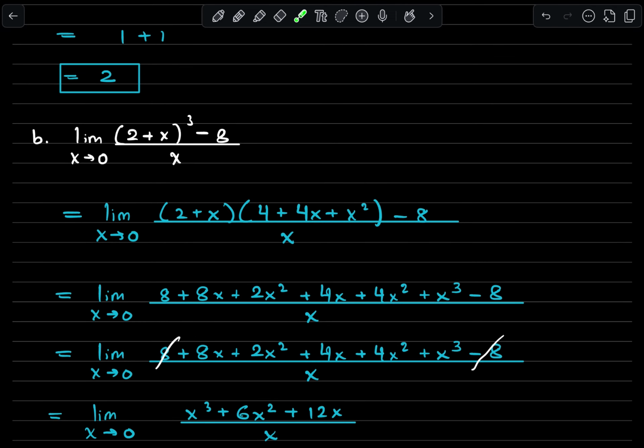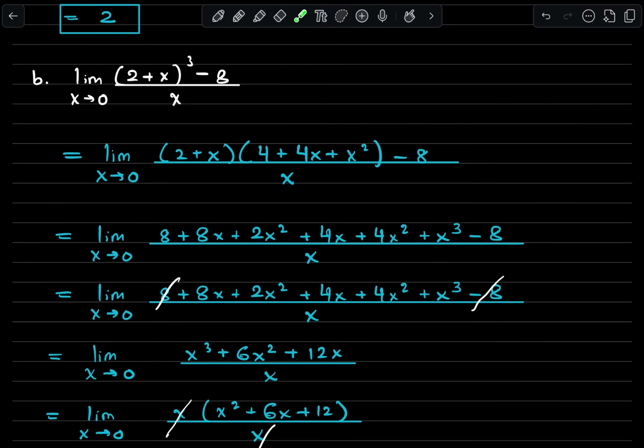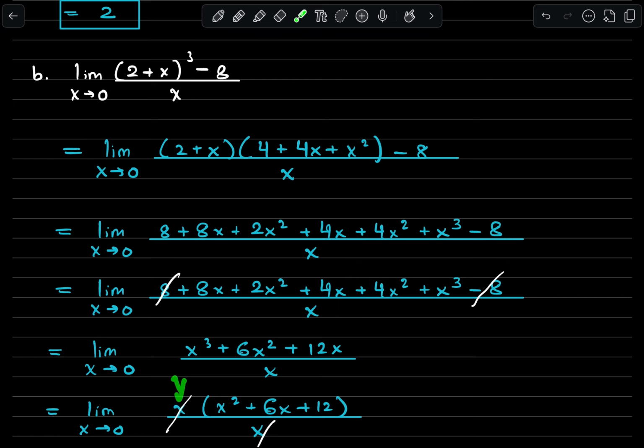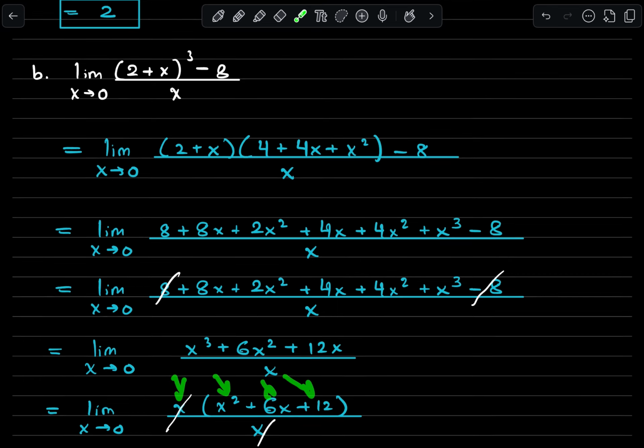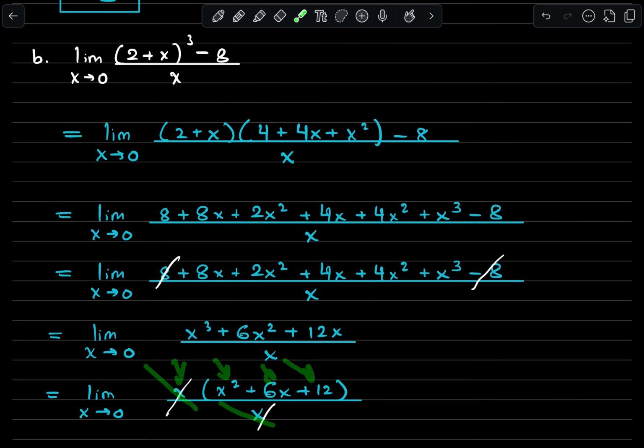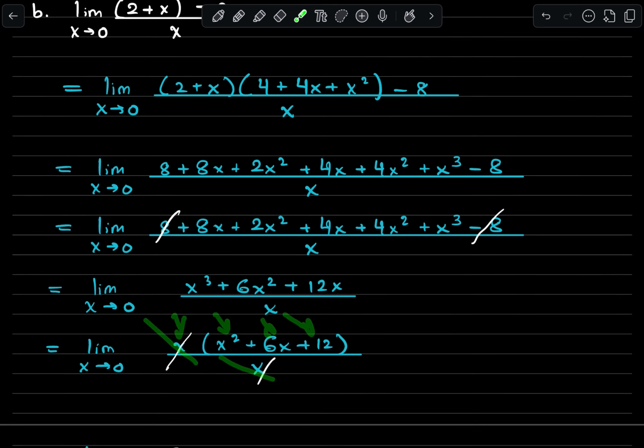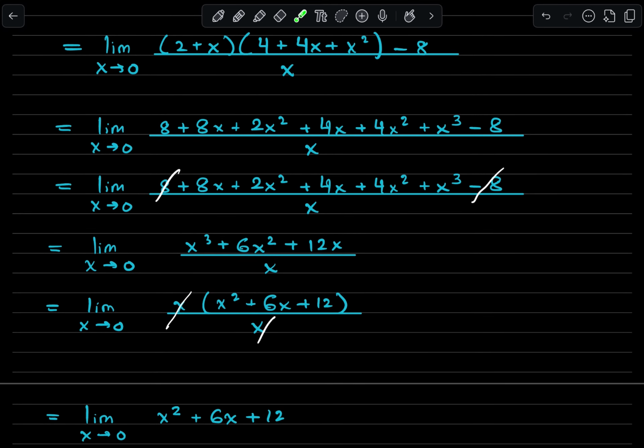So right here, all I'm doing is combining like terms where I can. So I'm left with x cubed plus 6x squared plus 12x, all of it divided by x. Go ahead and factor out that x from the numerator. We'll be left with x times (x squared plus 6x plus 12). These cancel, and now I just have that polynomial from the top.